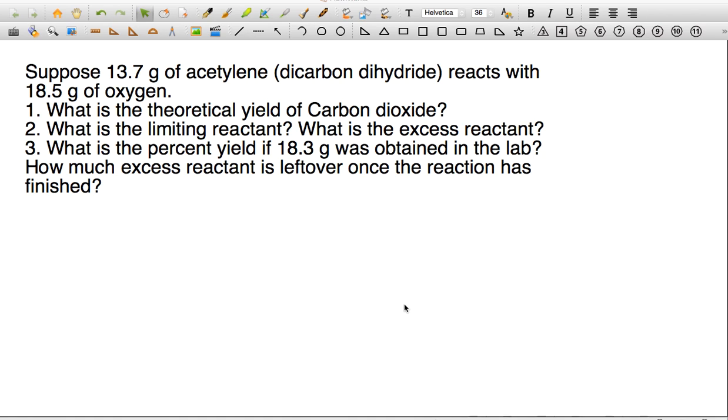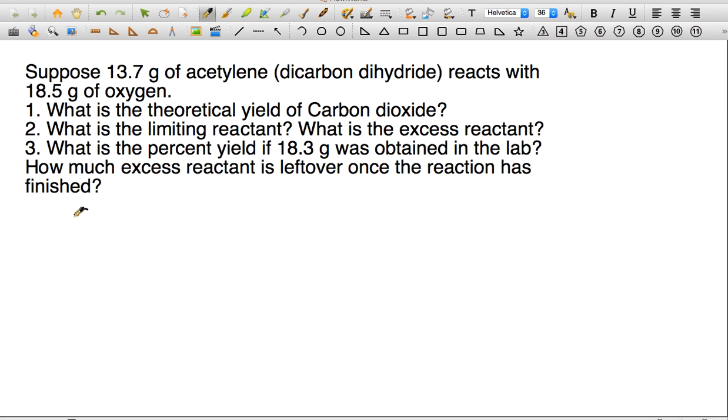So for limiting reactant problems, the first thing that you want to do is write out your balanced chemical equation. So we have a problem here that says, suppose 13.7 grams of acetylene, which we did, this was the carbide cannon that we shot the cloth out of and it hit the ceiling. Suppose that we've got this acetylene, otherwise known to you guys as dicarbon dihydride.